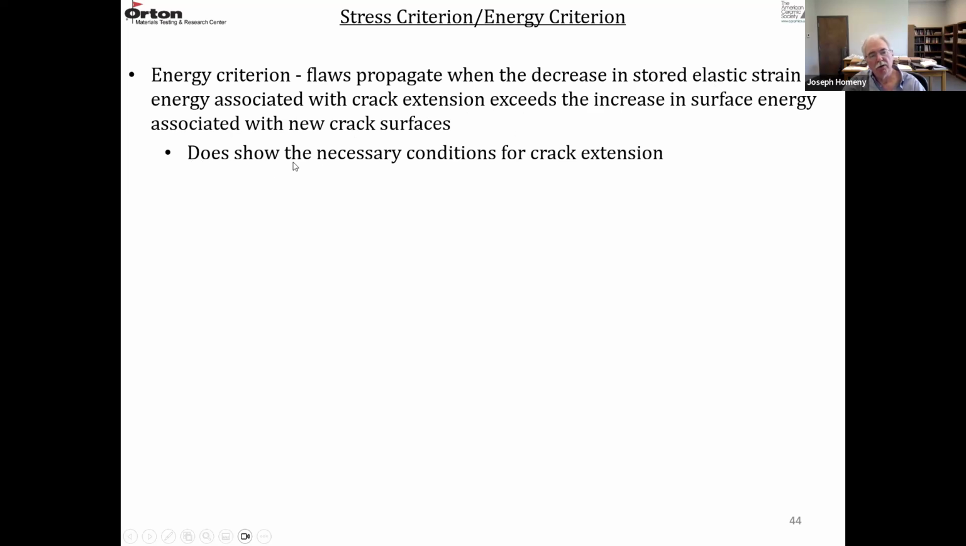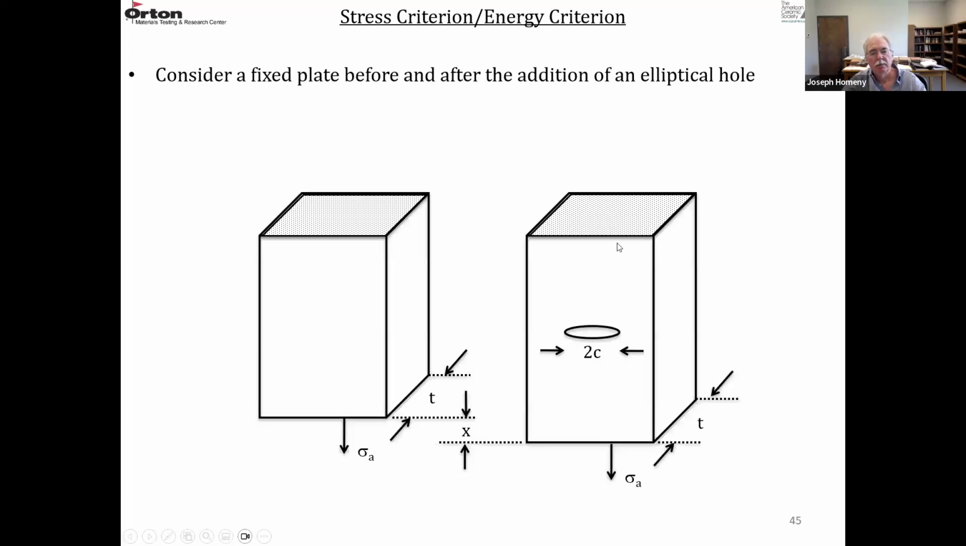So this type of approach shows the necessary condition for the cracks to grow and cause failure. Now we have another plate of thickness T, and we apply a load to that plate. Then we insert an elliptical hole in that plate of length 2c. When we do that, there's an extension of the plate, a distance x, because we introduce this elliptical hole.